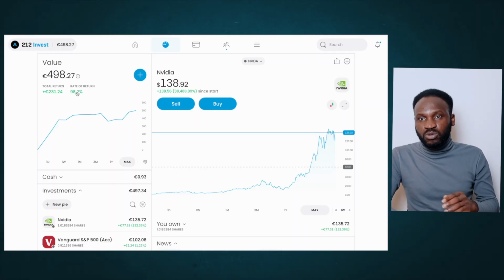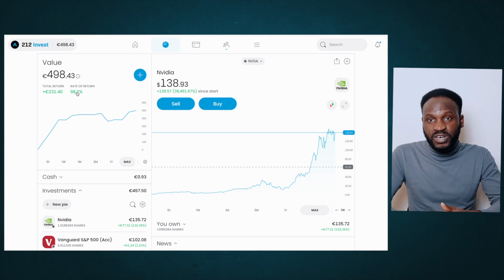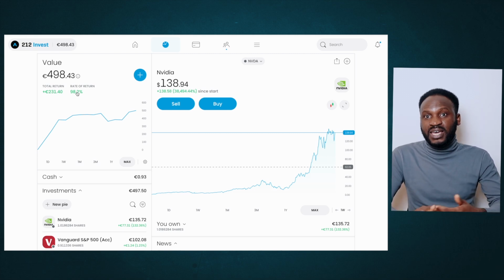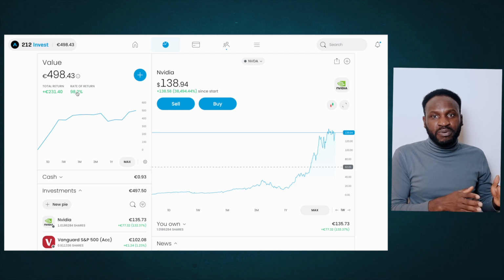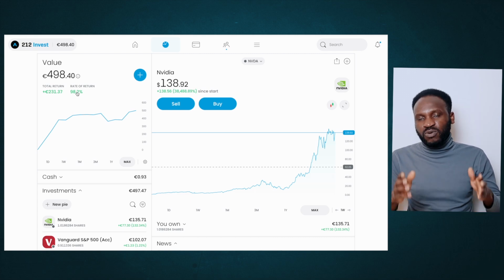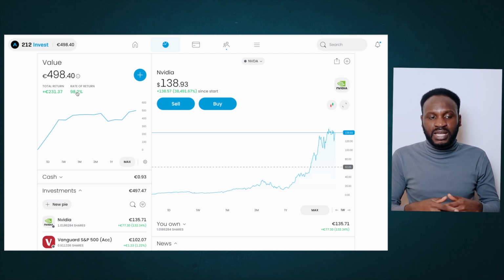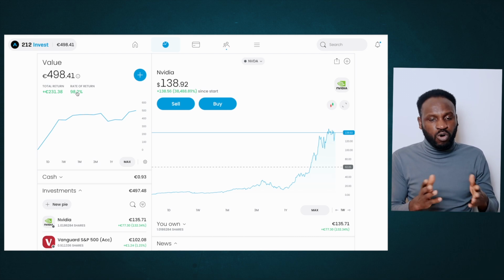So let us talk about shares first, because that one is easier. If you want to invest in shares, you can invest in shares like Nvidia, Google, Apple, or Tesla, or those big brands that you know. A lot of them are here. Netflix, Facebook, Instagram, you can find them here. Even Shopify, you can find all these companies on this platform, which is called Trading212. You can decide if you want to invest in them or not.